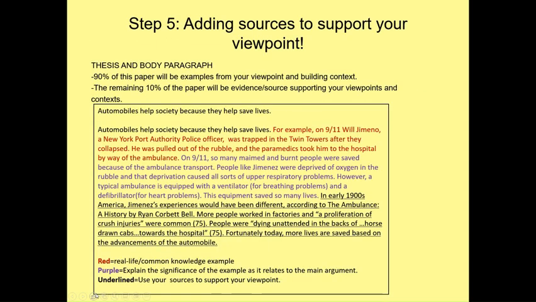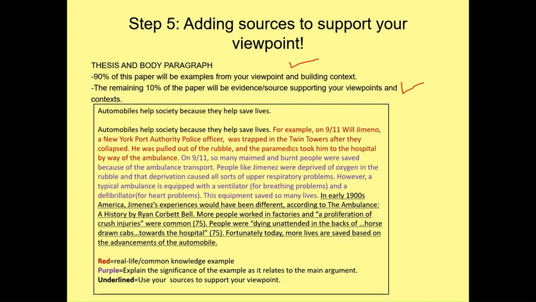And this is just a snapshot of what your essay or a paragraph will look like. Again, 90% of the paper will be examples from your viewpoint, and the remaining 10% of the paper will be evidence supporting your viewpoint. So let's look at this practice thesis. This is the first thesis point. Automobiles help society because they help save lives. That's my topic sentence, right?